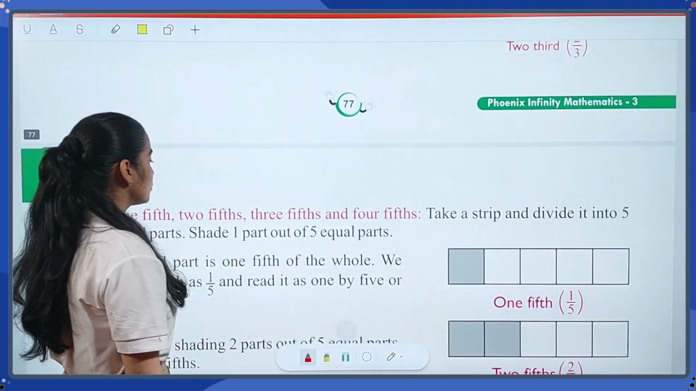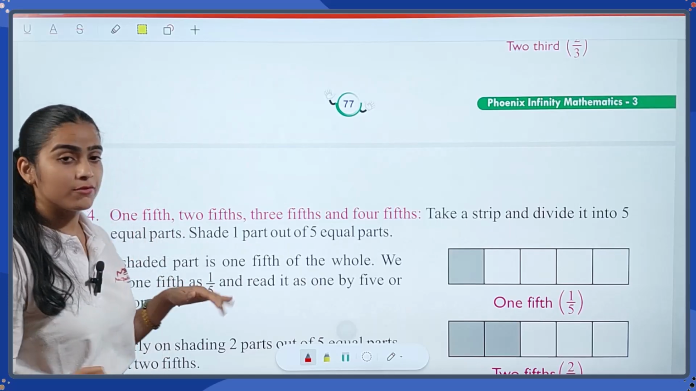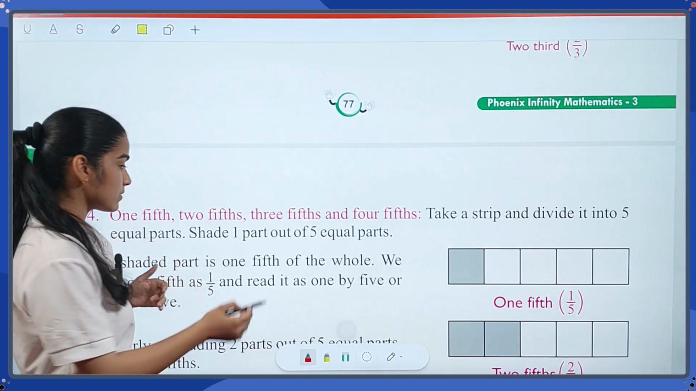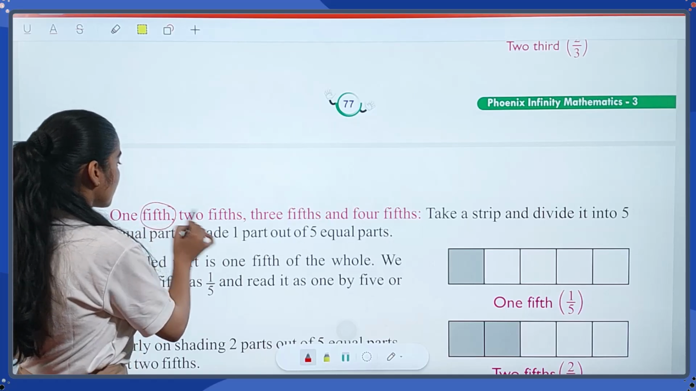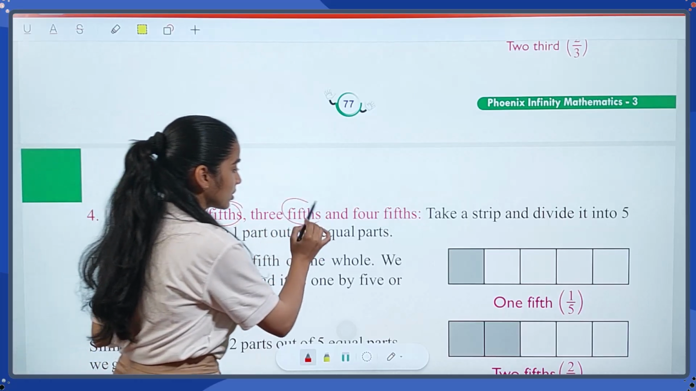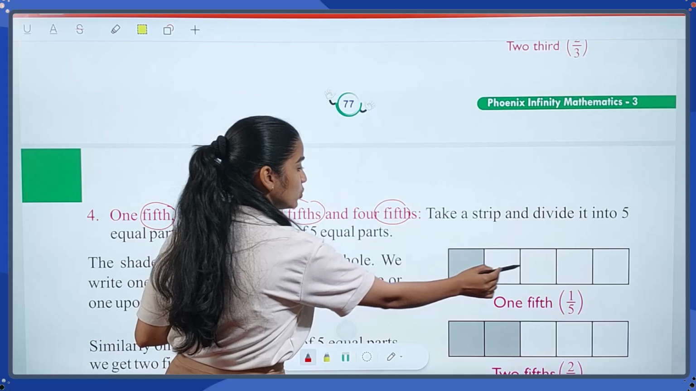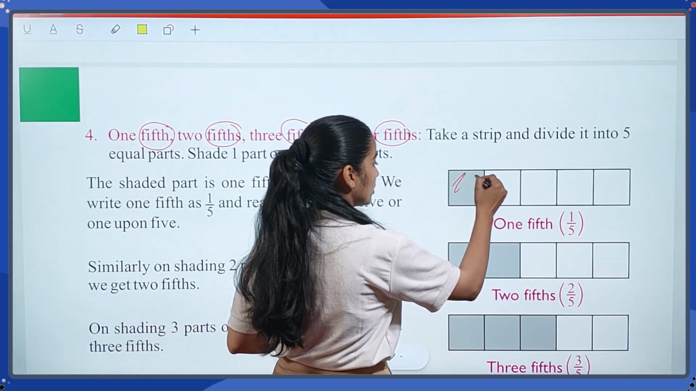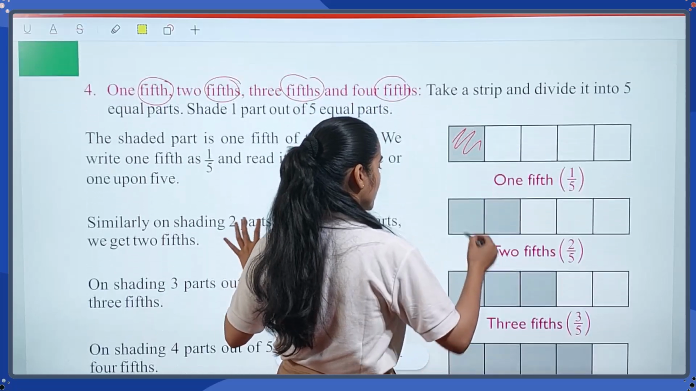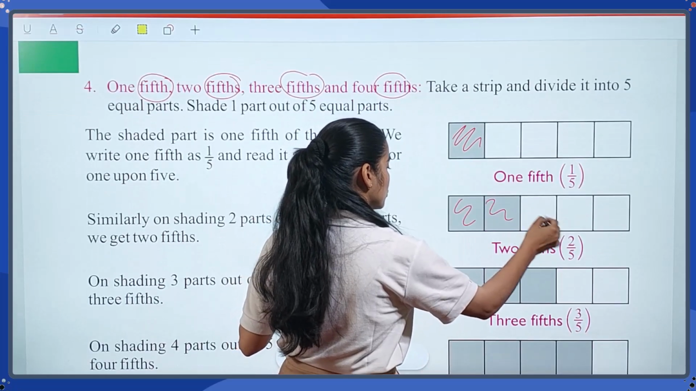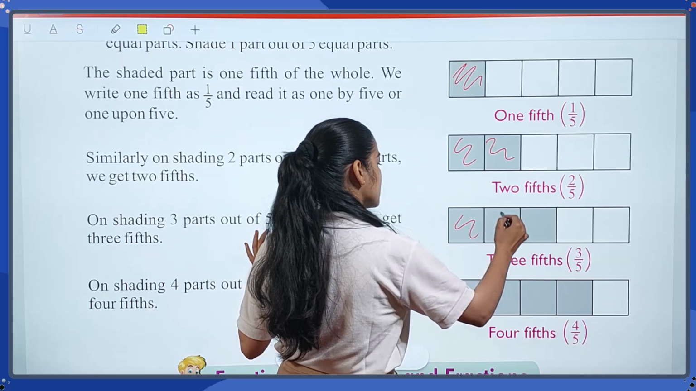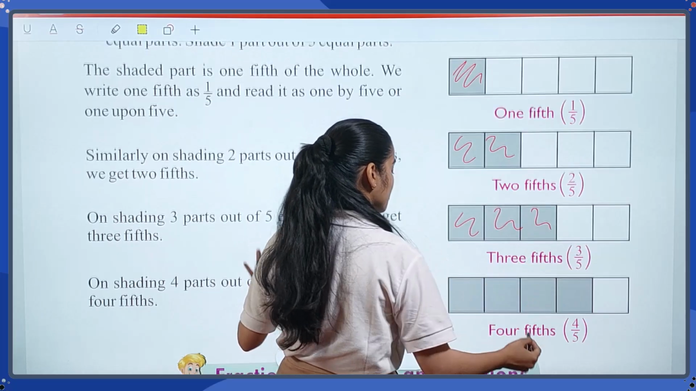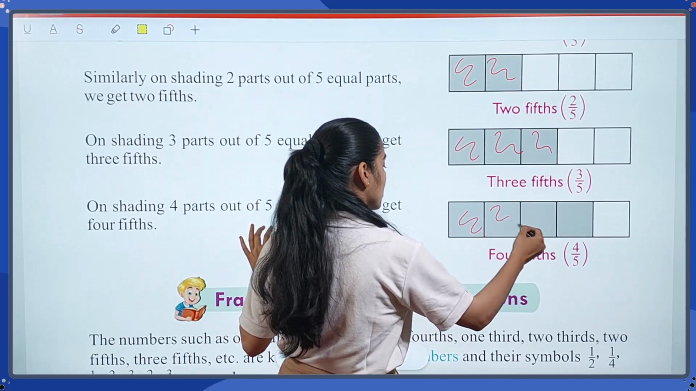Now 1/5, 2/5, 3/5 and 4/5. When we say 1/5, 2/5, how many total parts do we have? 5 parts in total. So 1, 2, 3, 4, 5. How can we represent 1 by 5? By shading only one part, 1 by 5. By shading 2 parts, 2 by 5. By shading 3 parts, 3 by 5. By shading 4 parts, 4 by 5.